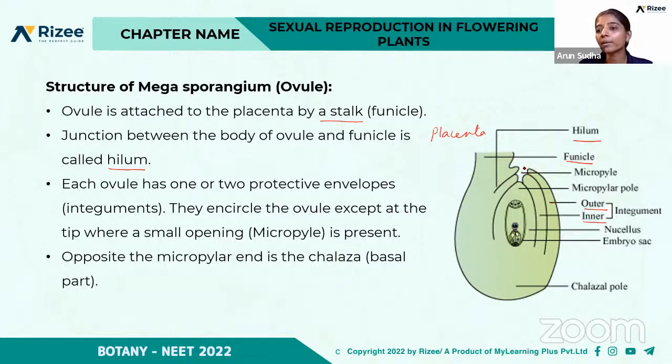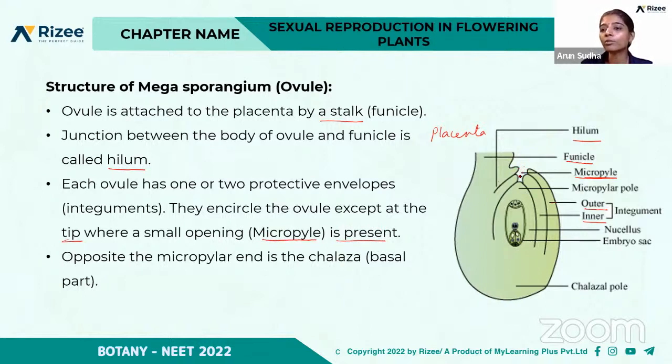So this is the opening, and it is called the micropyle. So except at the micropylar region. Each ovule has one or two protective envelopes that is called integuments, and they encircle the ovule except at the tip, where a small opening, that is micropyle, is present. So this is the micropyle where the opening is present.